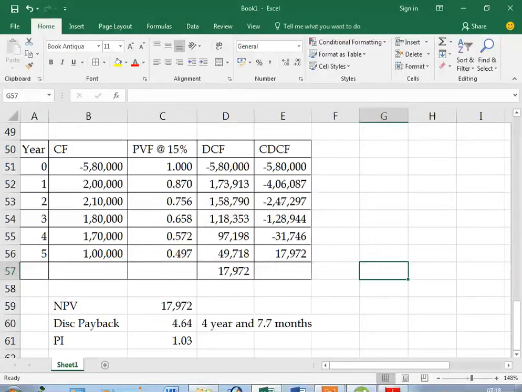What is it? You don't have a payback. You are not able to recover the investment. So there is no payback for that. Negative NPV means I am not able to recover the investment, so there is no payback.